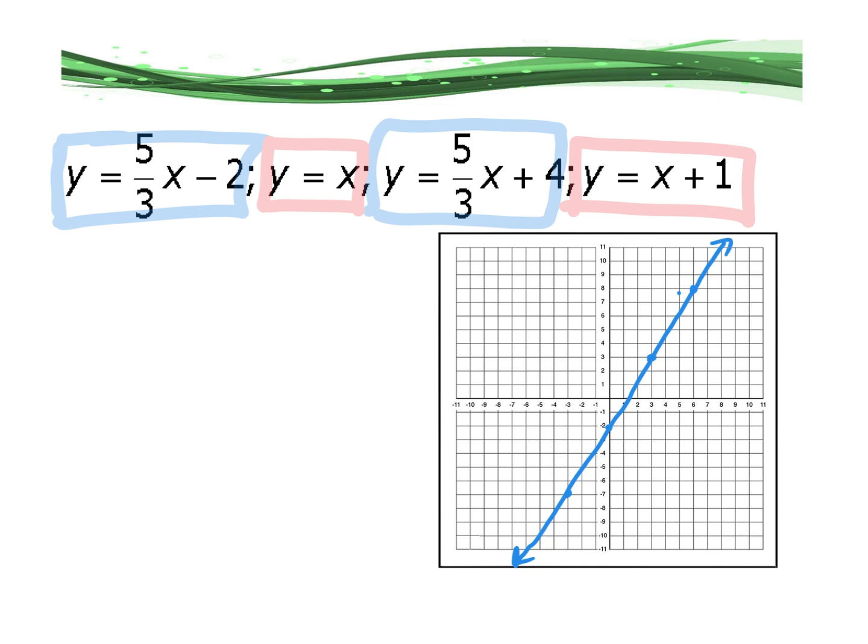So this is line number 1. I'll do number 2 in blue as well. So again, I'm going to go up 4 because that's where the y-intercept is. So that's my first point. Go up 5 and run 3. You do the same for the other side, just to be able to draw the best line I can possibly draw.